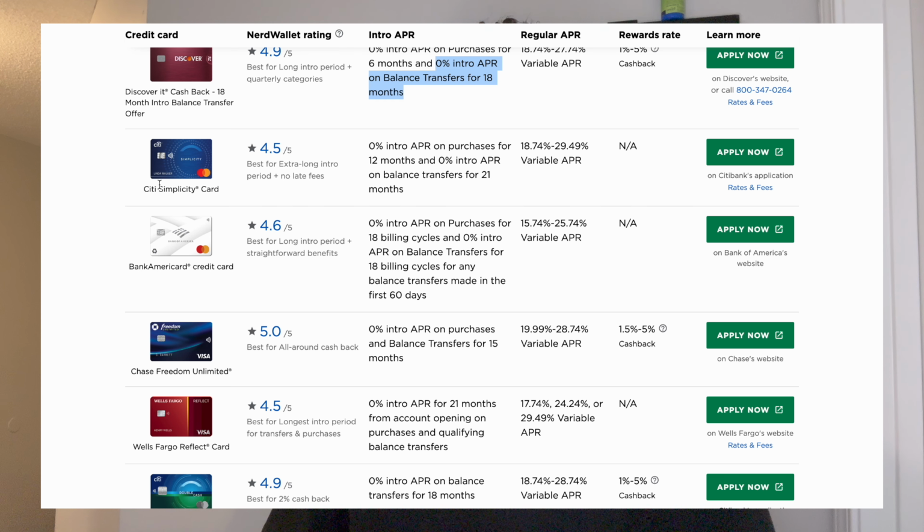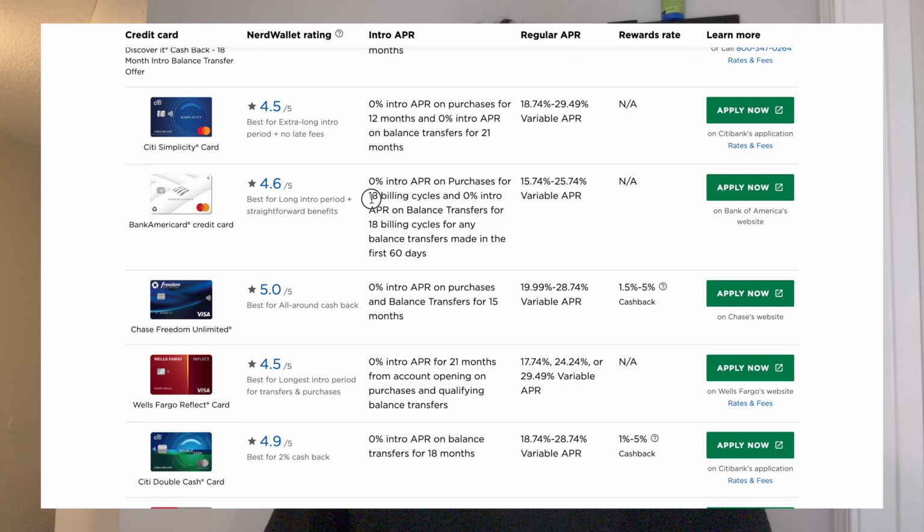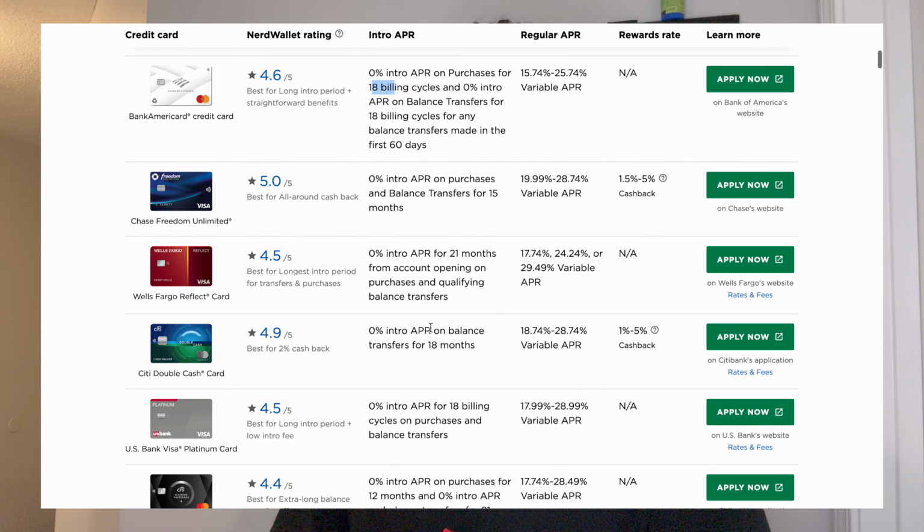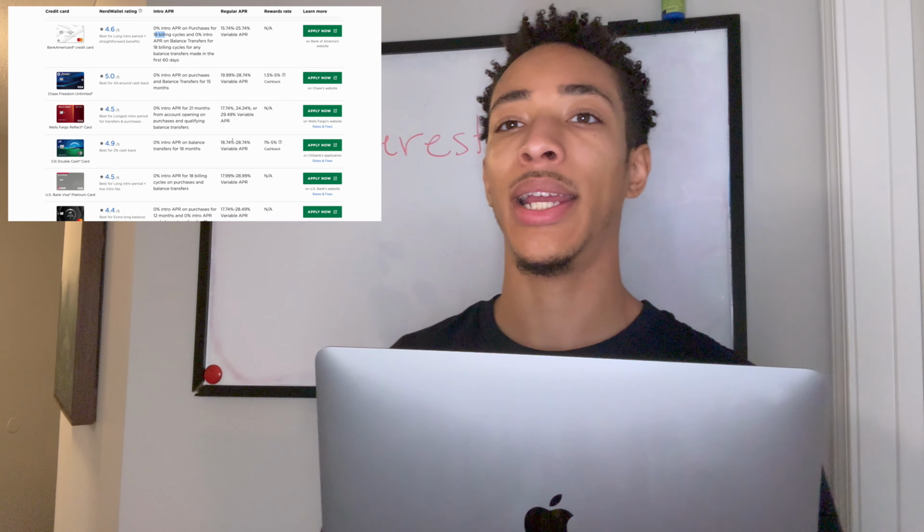Now you can see this Simplicity card has it for 21 months, and this one also has it for 18. You can easily scroll down here and see which ones you could qualify for. See if they have a pre-approval offer first before you just hit apply now.